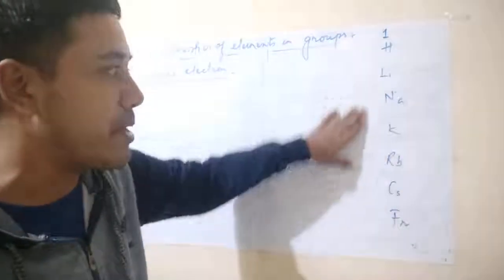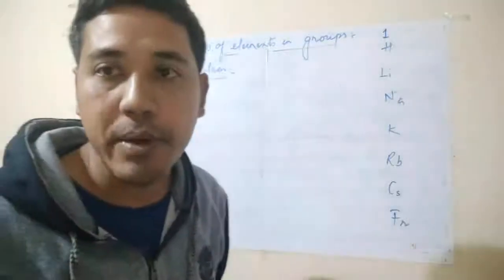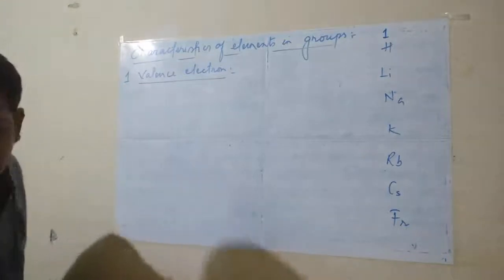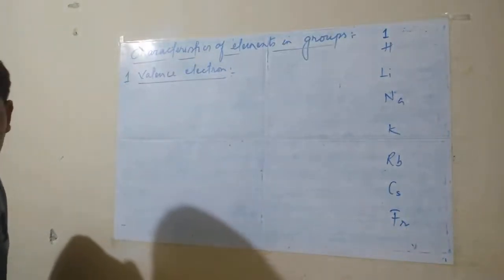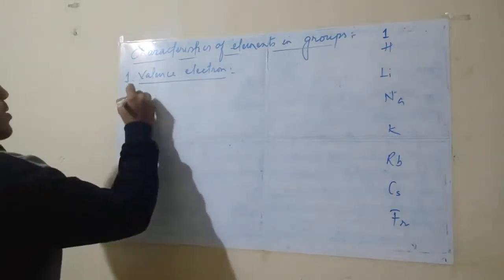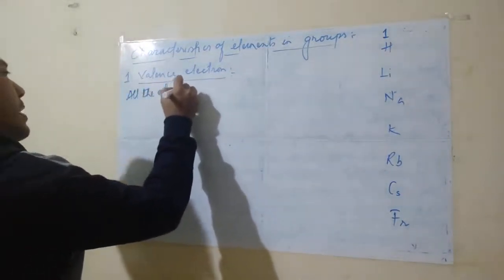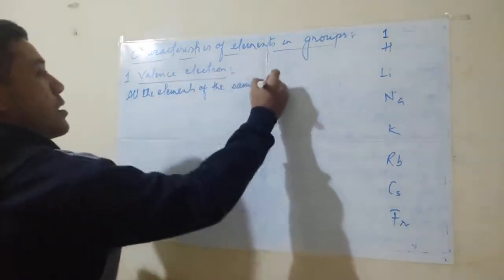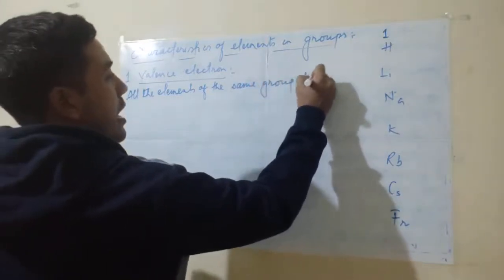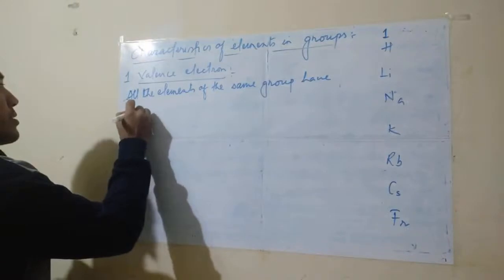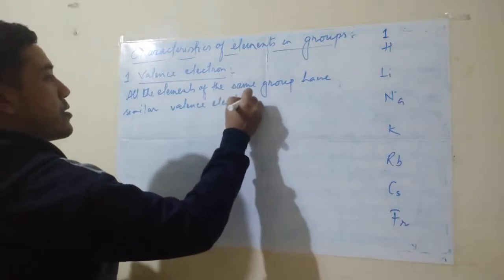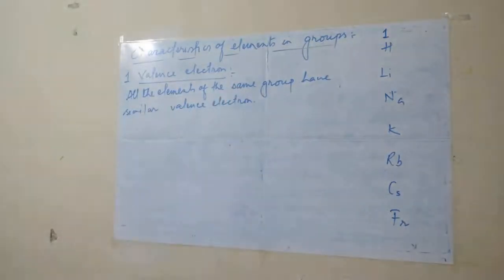Why? Because all these elements have the same valence electrons. There is one valence electron. Because of this, they are put in group number 1. We already studied this in the previous session. The first point is: all the elements of the same group have similar valence electrons.